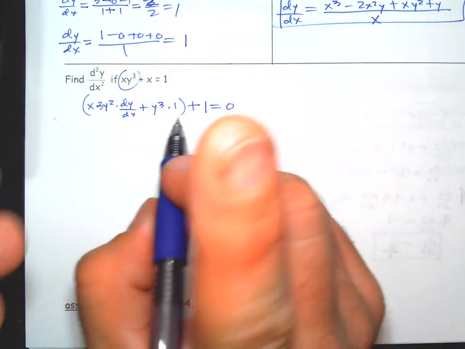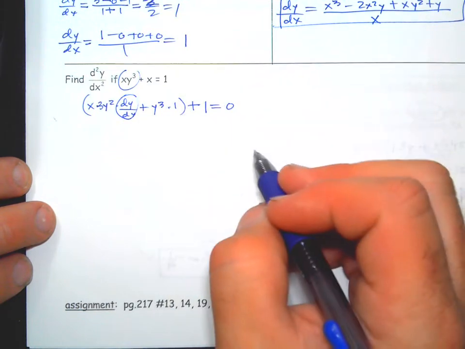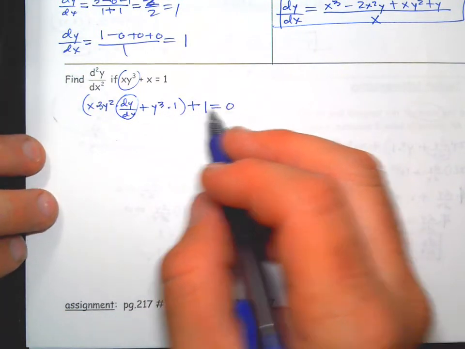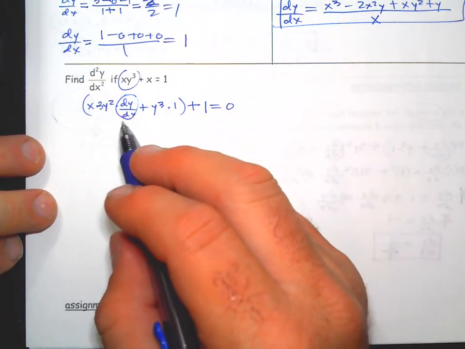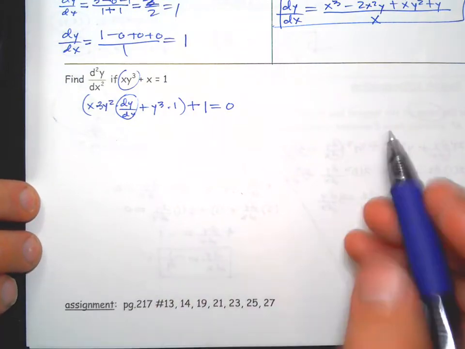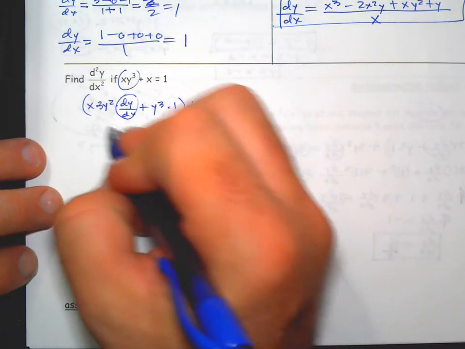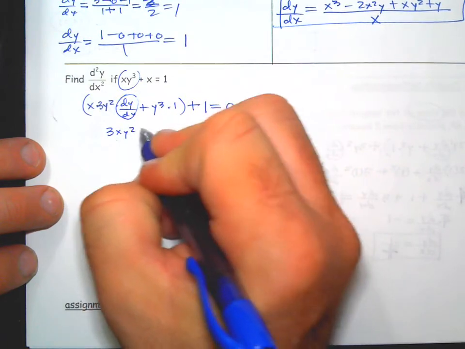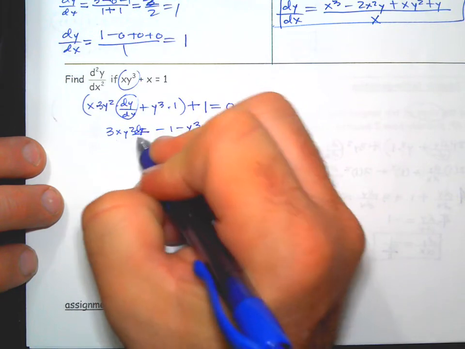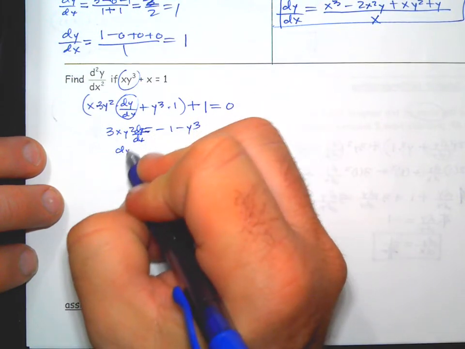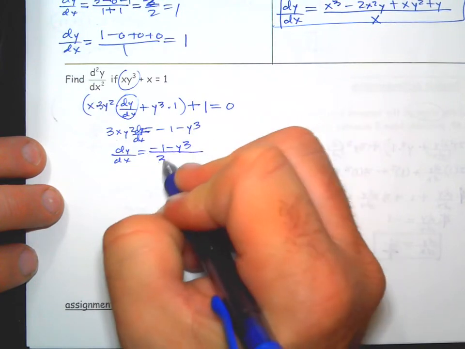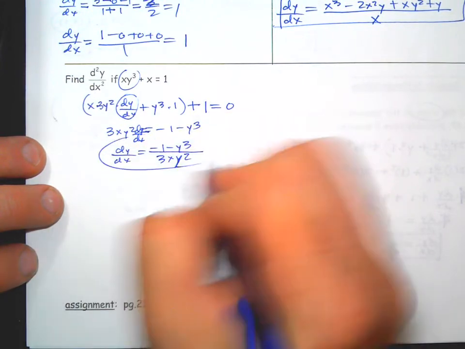Now, what we would want to do here is go ahead and get dy/dx by itself before you take the second derivative. You could take it now, but you're going to have to get dy/dx by itself probably for some reason I haven't shown you yet. And it's going to make the second derivative easier if you do that. So we're going to say, okay, well, it's 3xy squared dy/dx equals negative 1 minus y cubed. I forgot the dy/dx. And then dy/dx equals negative 1 minus y cubed over 3xy squared. So that's the first derivative implicitly.